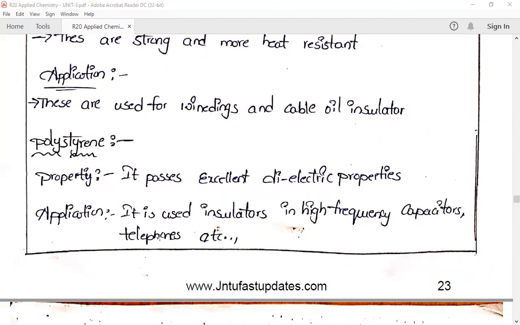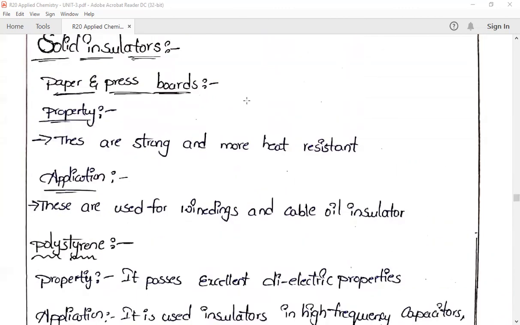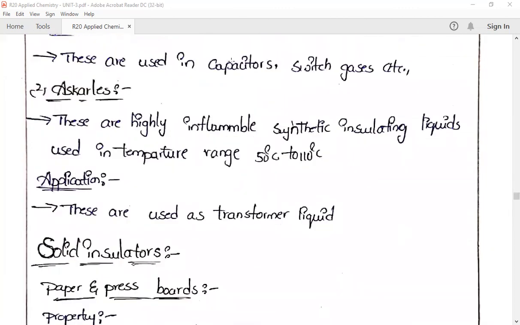So this is about the electrical insulating material. Thank you.